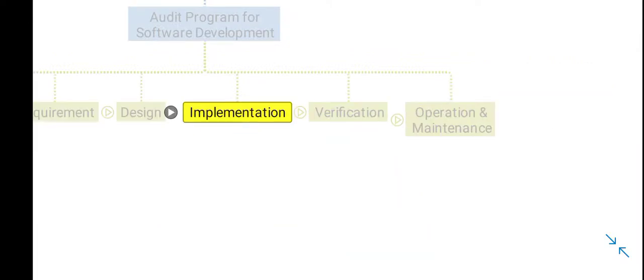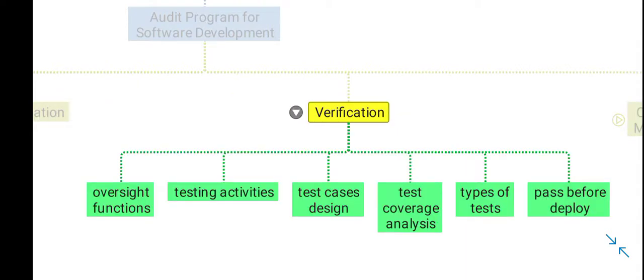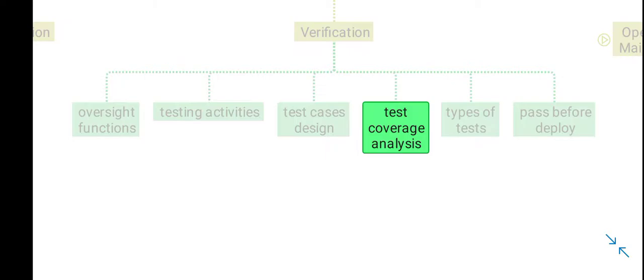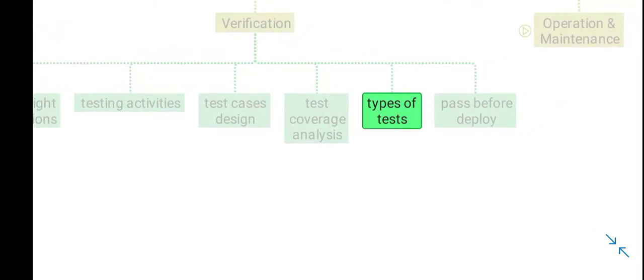Now the next phase which you have to audit in the software development lifecycle is the verification phase. And verification is an oversight function. So you have to audit whether this oversight function was followed properly and the testing activities were conducted properly. Furthermore, the test cases were designed properly, and you may also conduct test coverage analysis. You can also check that different types of tests were performed against the application, and all such tests were passed before this application was deployed in the production environment.